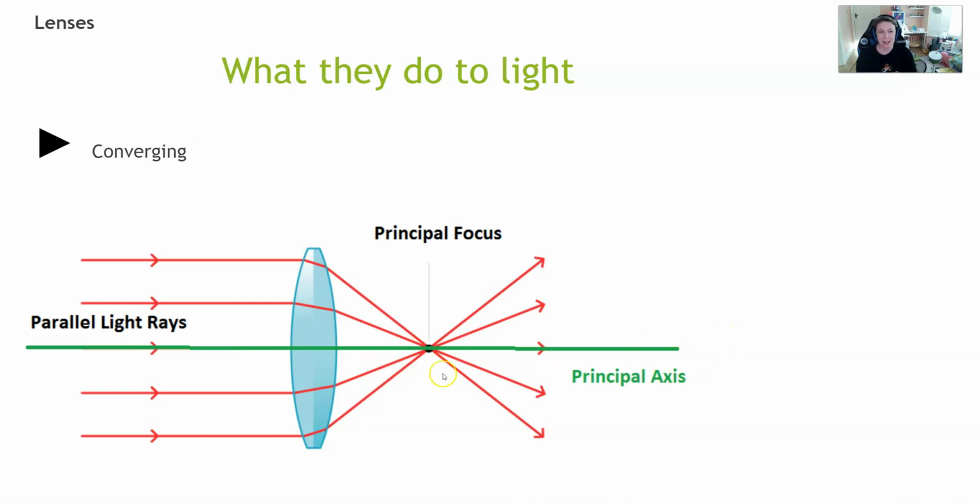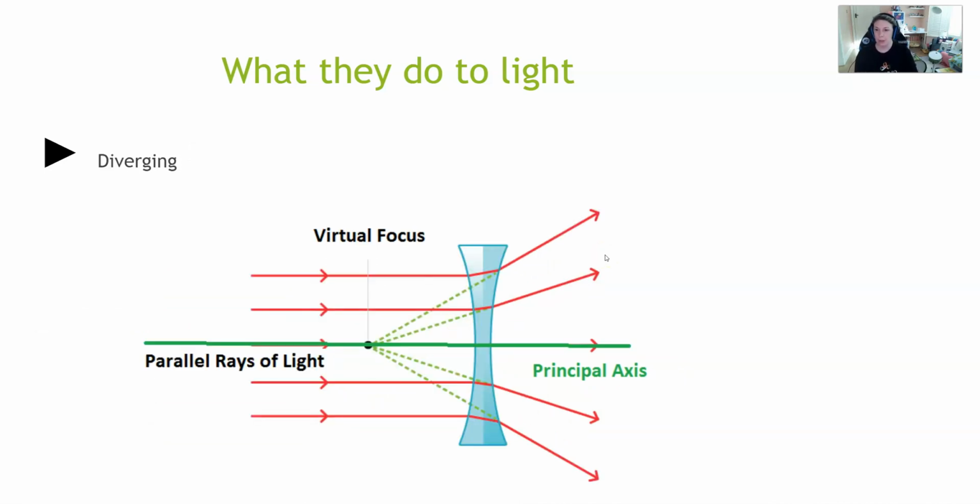It's like an x-axis on a graph, so they all join together. You also need this diagram. You can also get a diverging lens. Now, a diverging lens will make the light spread out. So again, you can see the rays, ignore this bit for now, but you can see the red rays come in, they're all parallel. The diverging lens causes them to spread out.